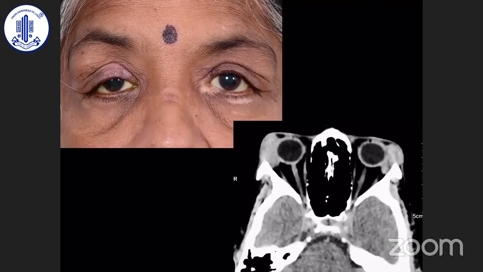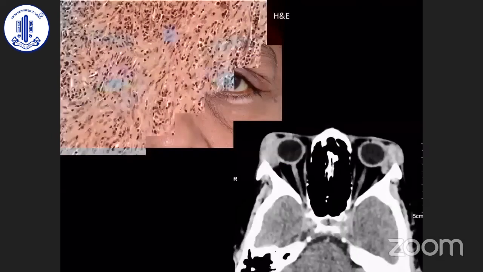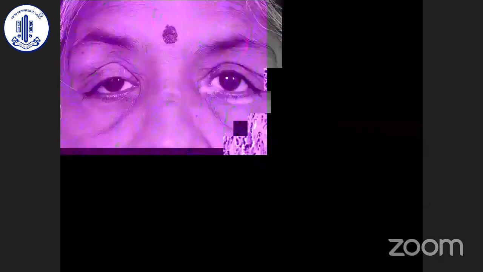Okay, let's get on to the next story. This was a 70-year-old lady who had this mass involving the orbit and lacrimal gland region. What do you think it is? It could be an NSAID. It could be an IgG4 related disease. Okay. Sorry? Rosai-Dorfman? Yes, it could be Rosai-Dorfman disease as well. So basically, it could be a lymphoproliferative or a fibroinflammatory disease.